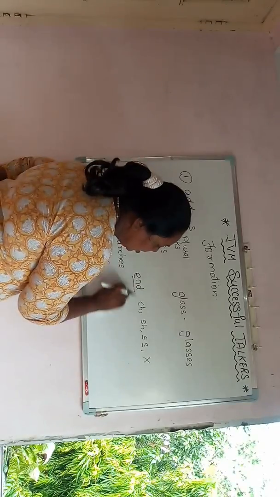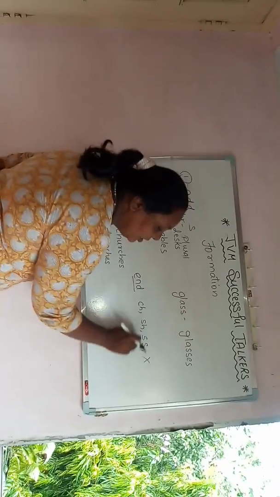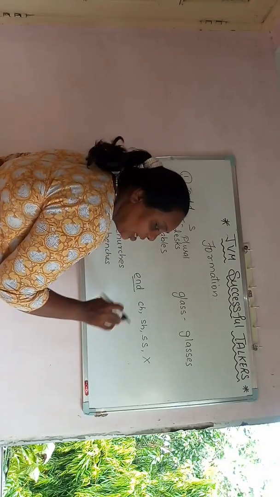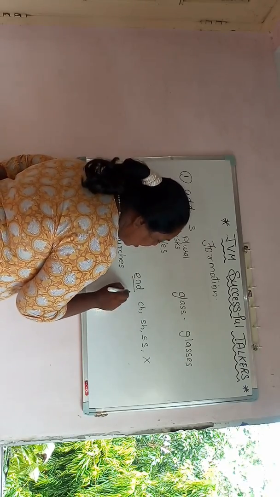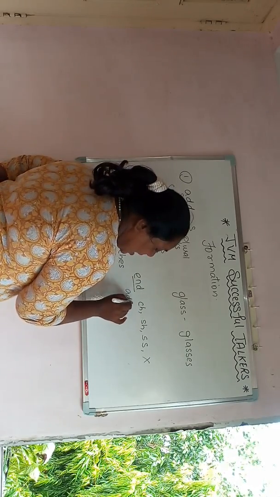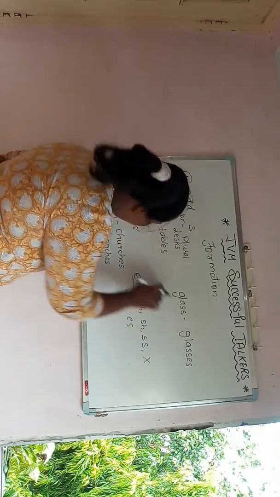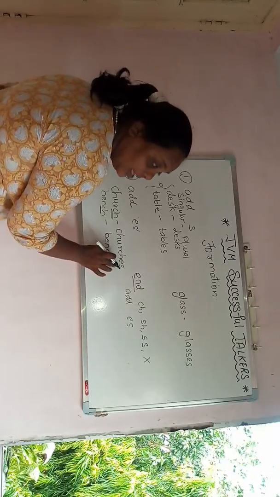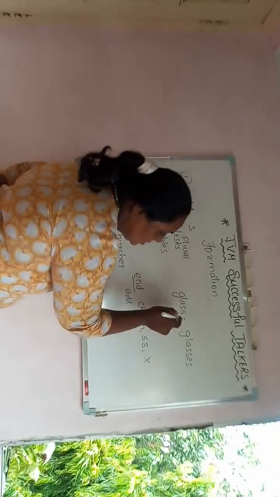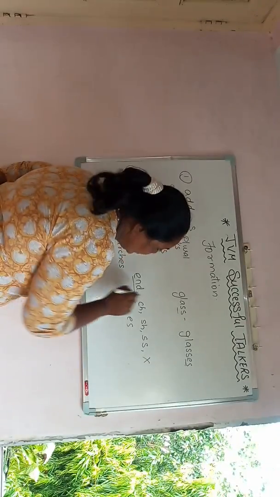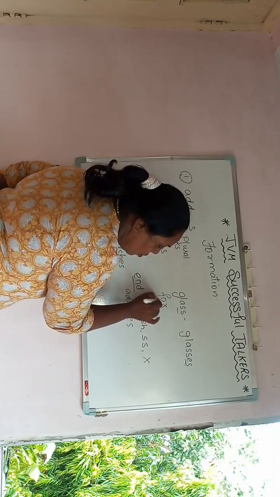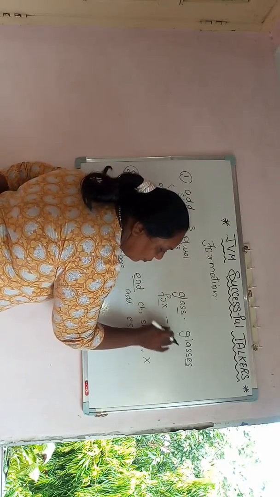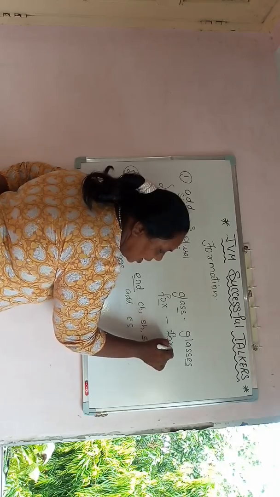we will add es. See here, the last letters ch are there, we add es. Glasses, double s is there, we add es. Fox, x is there, means foxes, we add es. Okay, do you understand these words? Now the third one.